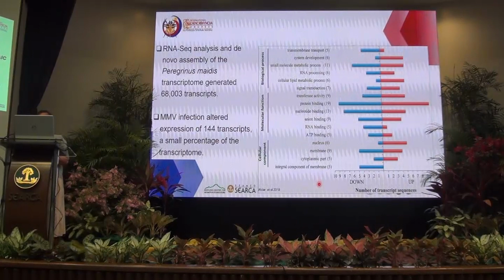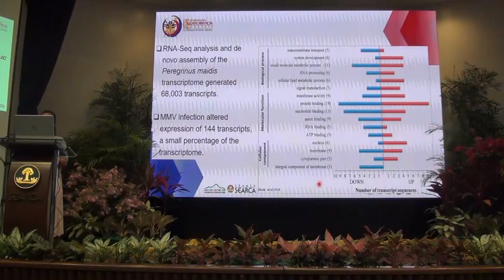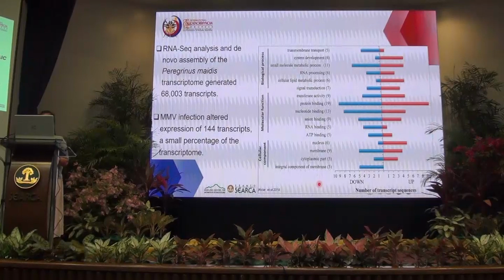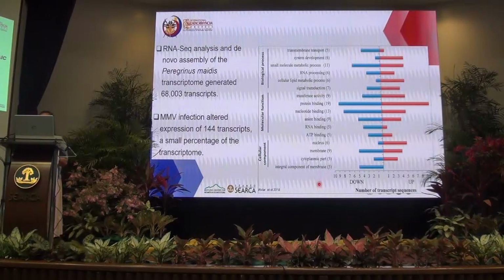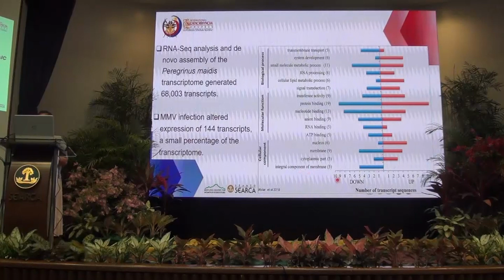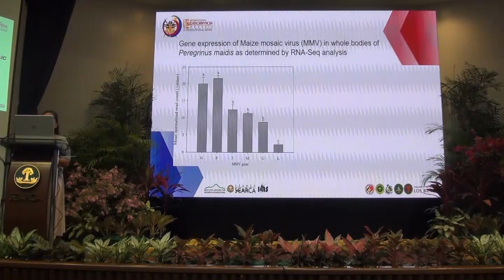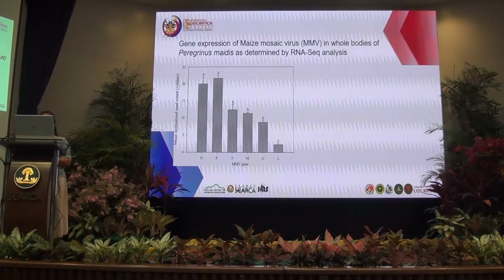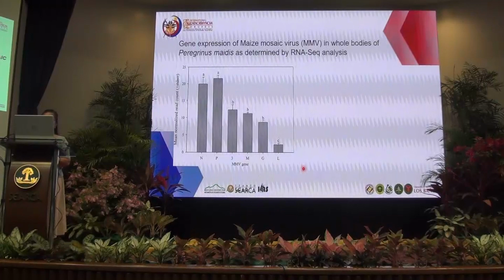In another work, we performed RNA-seq analysis and de novo assembly of the Peregrinus maidis transcriptome, and we generated about 60,000 transcripts. But MMV infection altered expression of only 144 transcripts, a very small percentage of the transcriptome, but we show that there are several transcripts that are either upregulated or downregulated in response to MMV infection. From the transcriptome, we also showed the expression of the MMV genes in the whole bodies of Peregrinus maidis, and you can see here that the N genes are the most expressed genes in MMV.